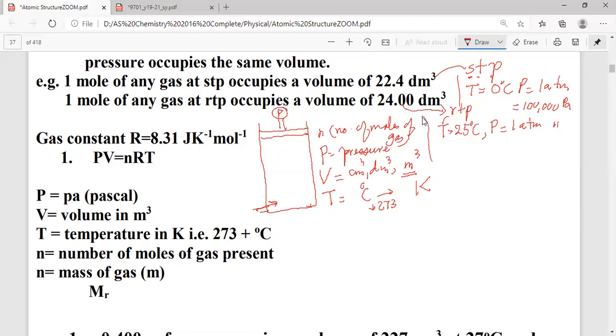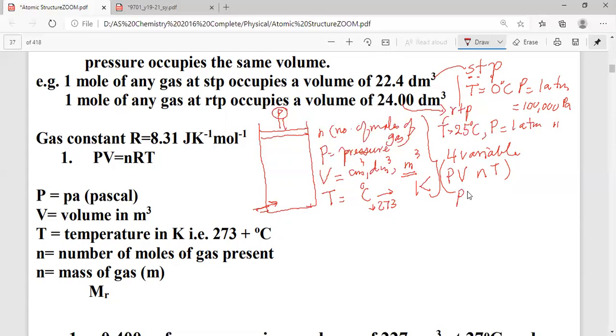Now, that means there are 4 variables. You learn in Form 5 about variables. That means things that can change, and the other things will change. So, pressure, volume, number of moles, and temperature. And so, how do you relate all these 4? Very simple.